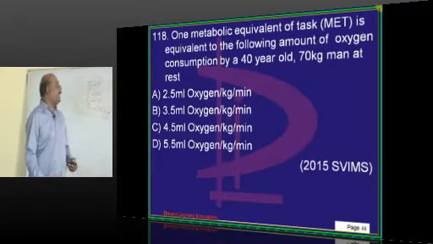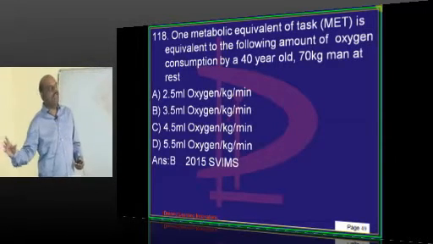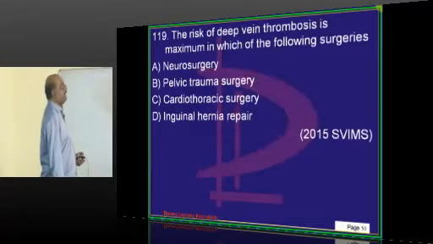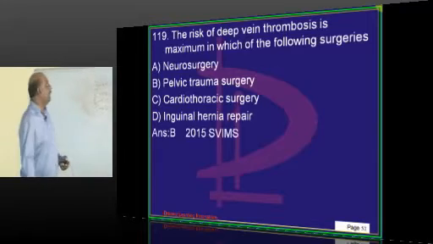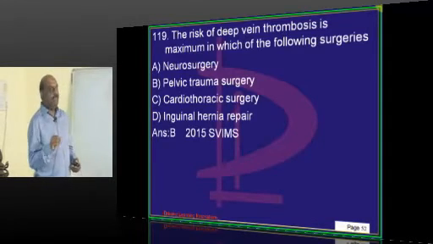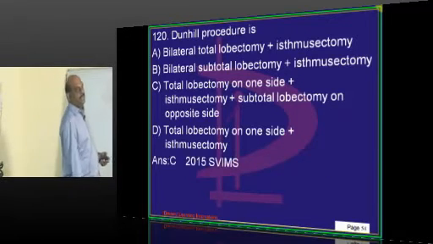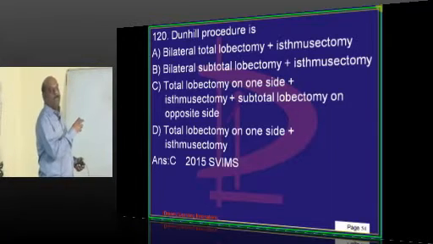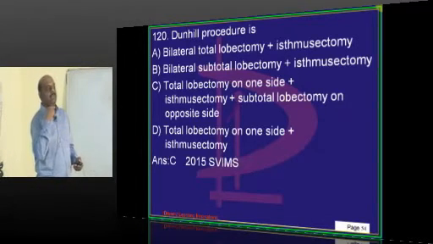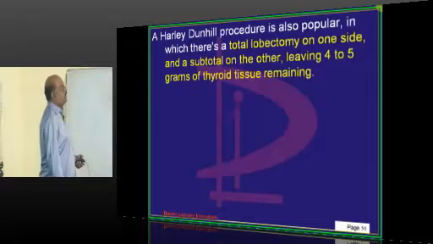Now one metabolic equivalent is conventionally equal to 3.5 ml of oxygen per kg per minute of consumption, is what you need to basically remember. Deep vein thrombosis maximum कहाँ होता है? Pelvic trauma surgery में. What is Dunhill operation? If you do one total lobectomy and the other subtotal lobectomy along with isthmusectomy, that is basically called the Dunhill's procedure, is what you need to remember.